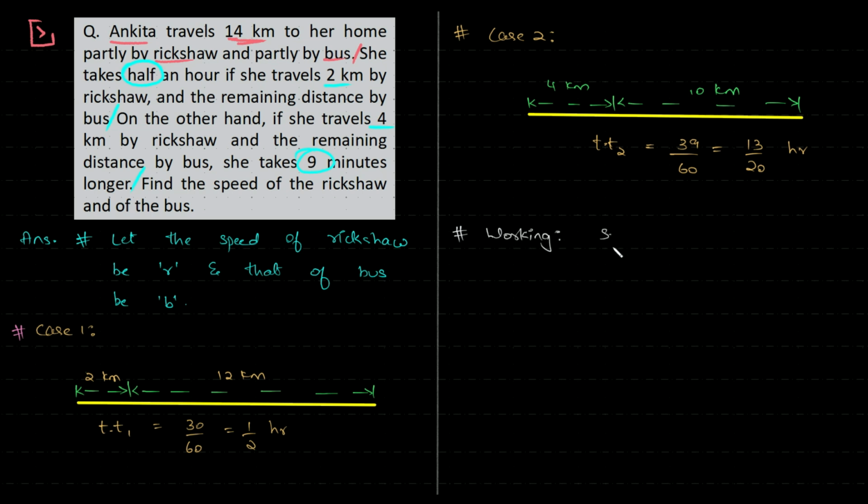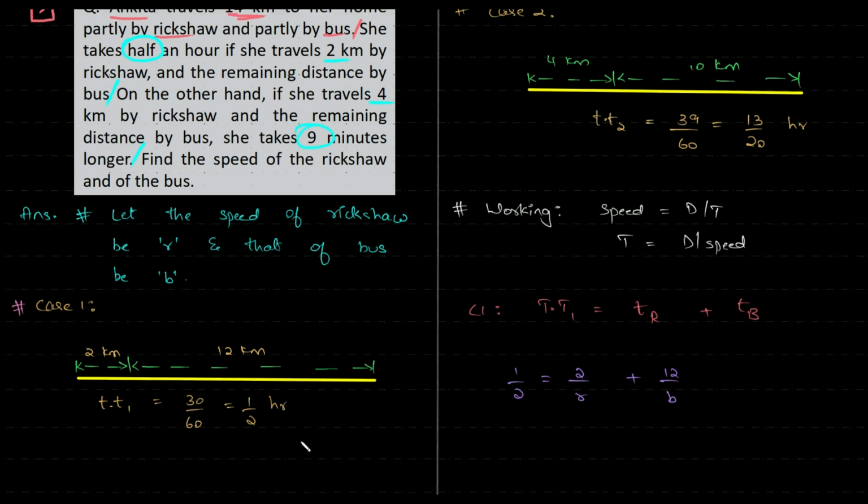So what is the formula we have to use? Speed is equal to distance by time, or time is equal to distance by speed. Agree? So case 1 we have total time is equal to the time that she spent in the rickshaw, not on, and in the bus. So total time is half an hour, and here we have the distance traveled by her in rickshaw is 2 and the speed is r, and we have over here 12 by b.